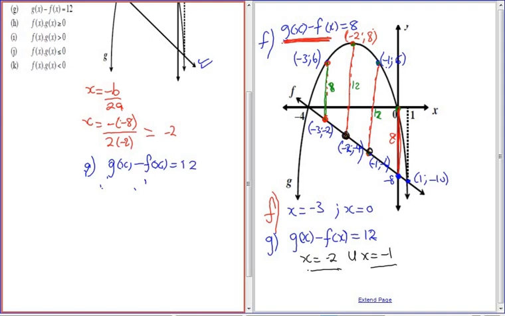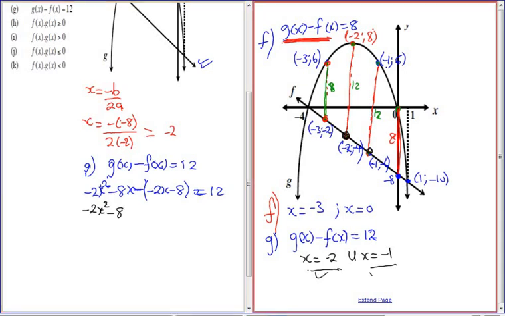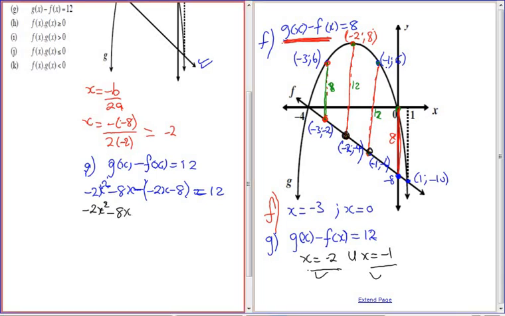Your g of x, let's find it. It is negative 2x squared, remember, minus 8x. Then you say minus your function of x, which happens to be minus 2x plus minus 8, right? This was your function of x. You can really solve for x here to just confirm if what you did here is correct. So let's just go ahead and do it and see whether we will still get these two x values that we have here.